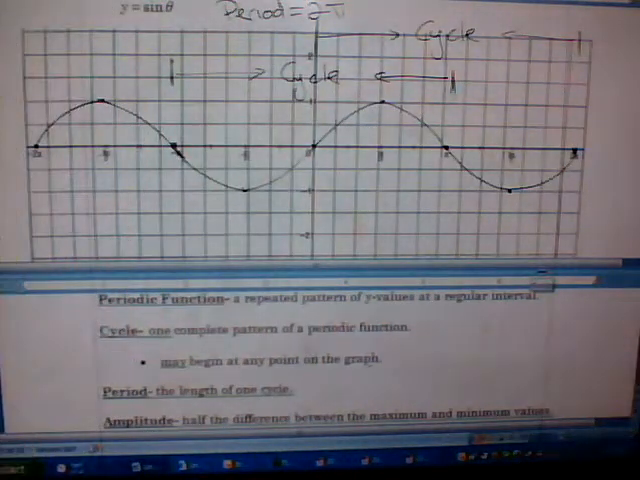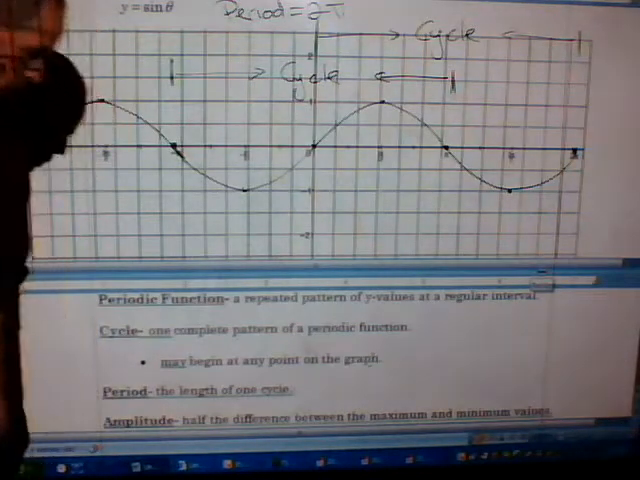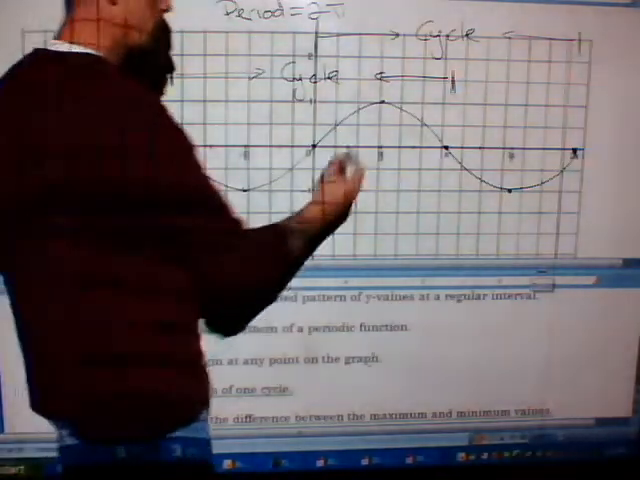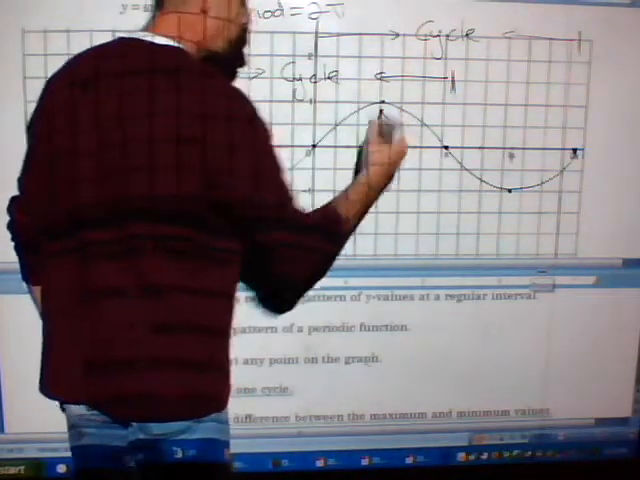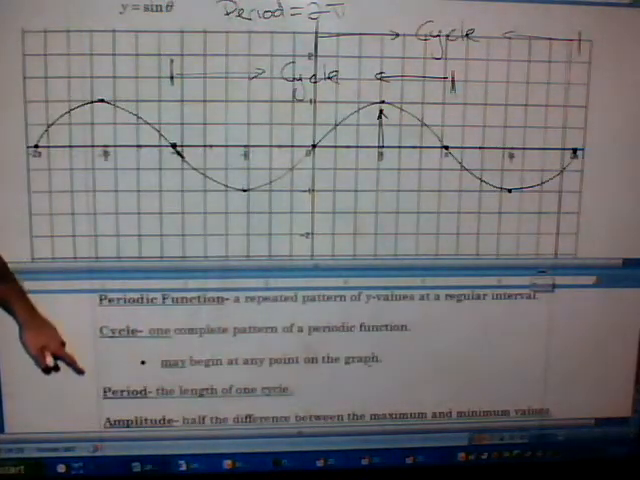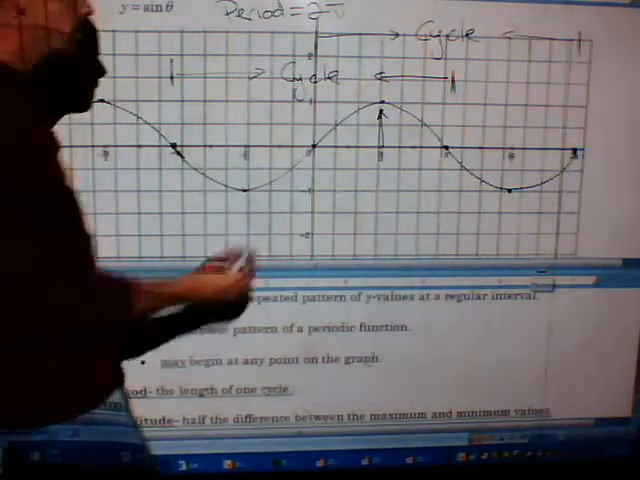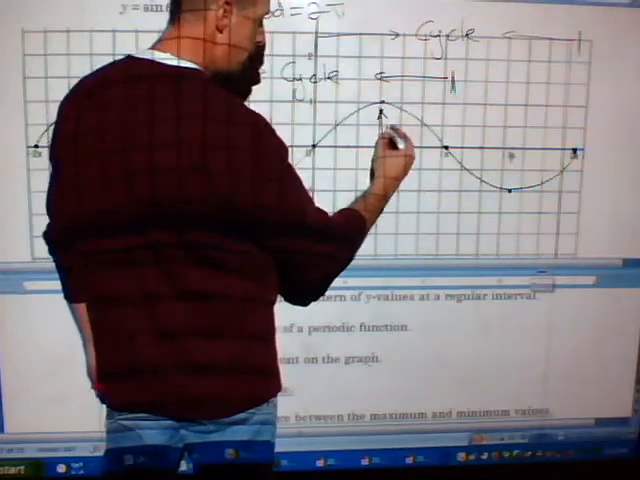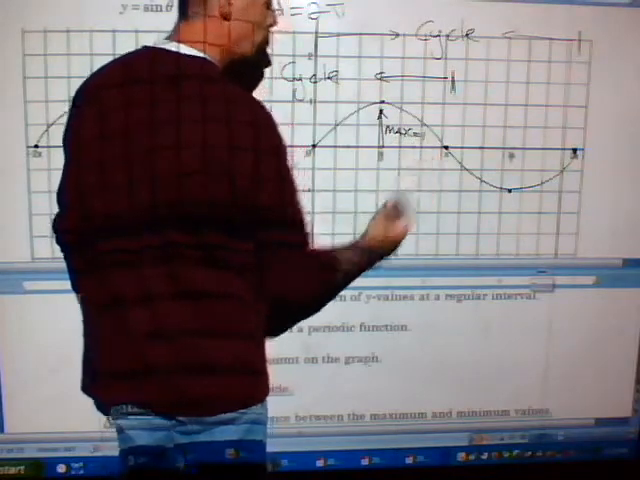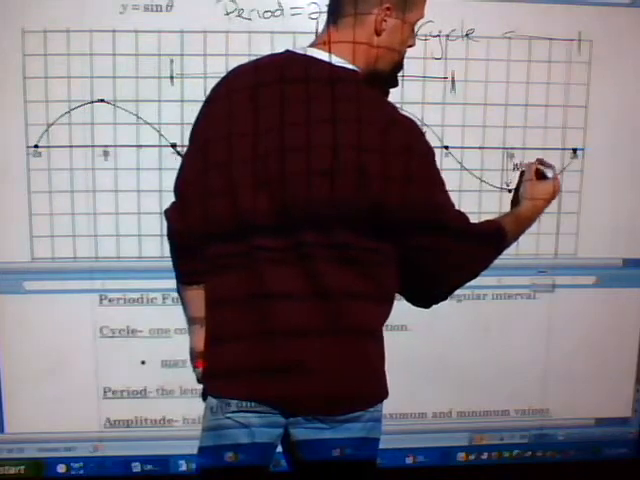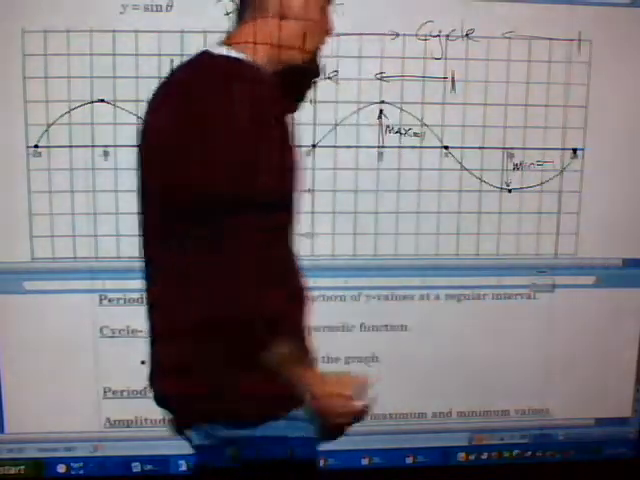Okay? Now, the amplitude is basically the height of our function. Okay? So what we do is you take half the distance between the max and the min. So here, the maximum height, the max equals 1, and the minimum value here equals negative 1.